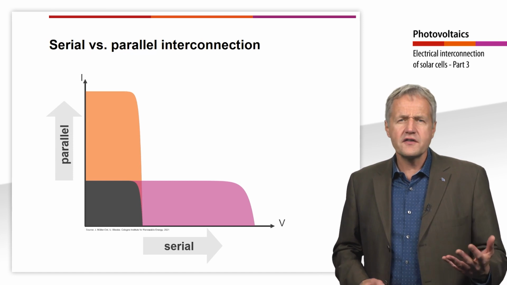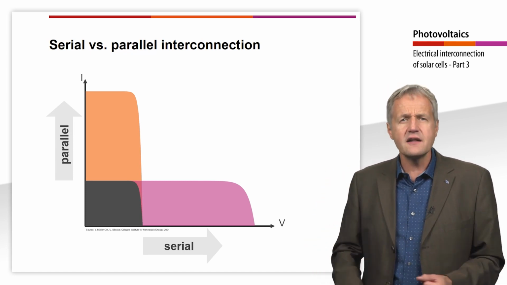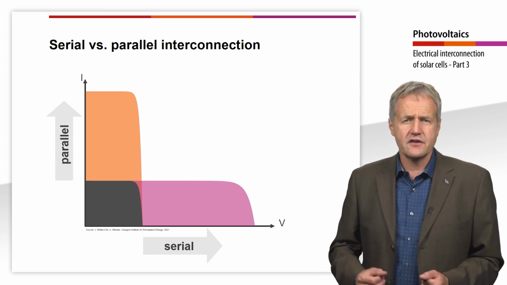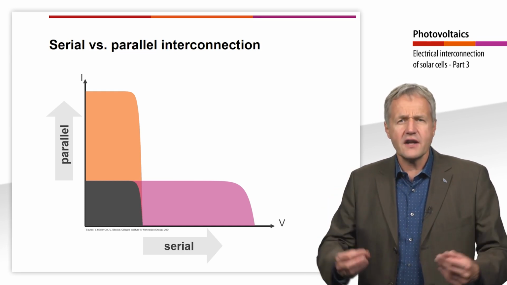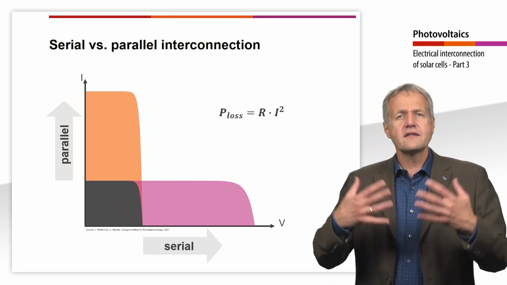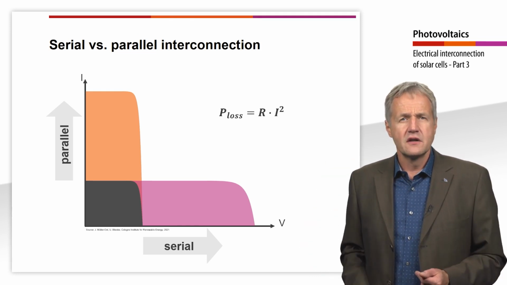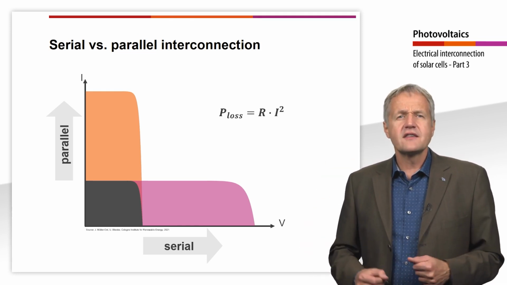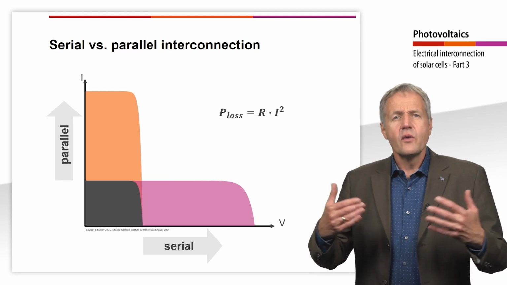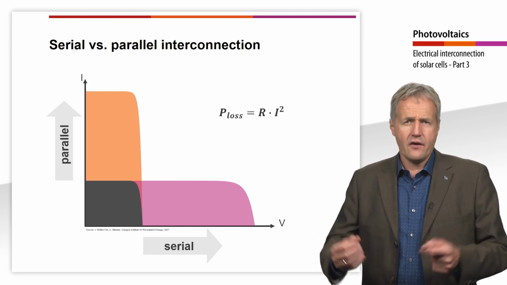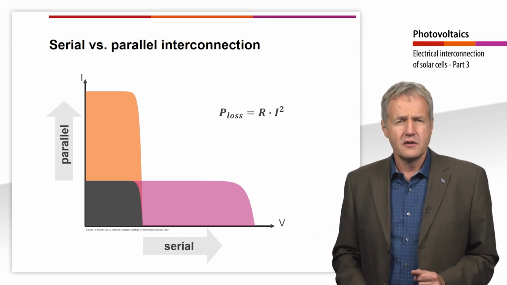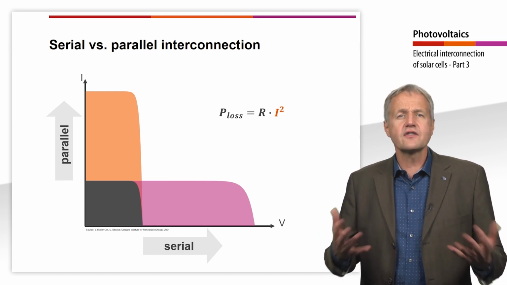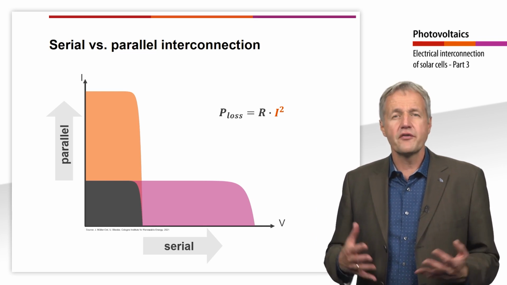Now, ohmic losses occur in the solar cells and in the cell connectors. The power losses, however, result from the product of the resistance and the current squared. The power losses therefore increase with the current to the square. Thus, the current should be kept as low as possible. For this reason, the series connection is usually preferred.